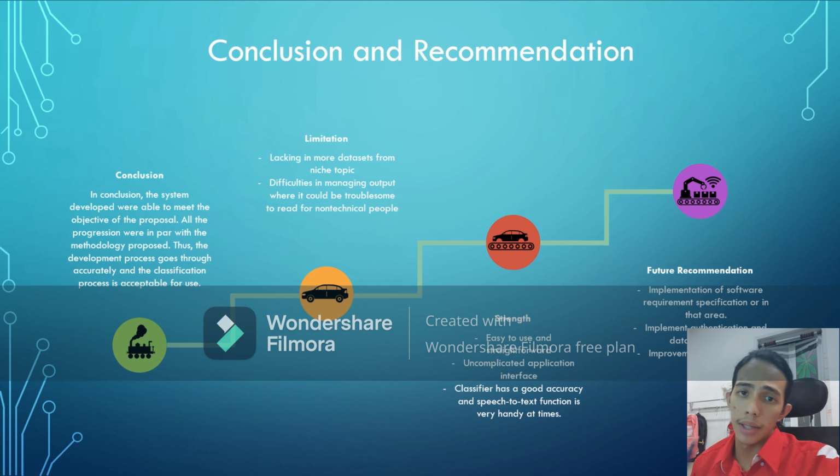As for the limitation, I can definitely say that the system is lacking a larger data set from niche topics, and other than that, there are some difficulties in managing the output, where it could be troublesome to read for non-technical people. As for the strength, the system is very easy and straightforward to use. It has an uncomplicated application interface, the classifier has good accuracy, and the speech to text function is very handy at times.